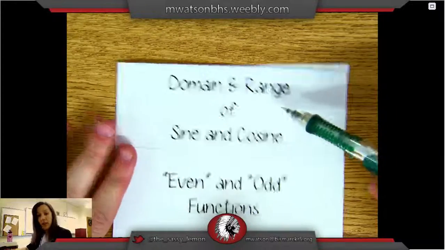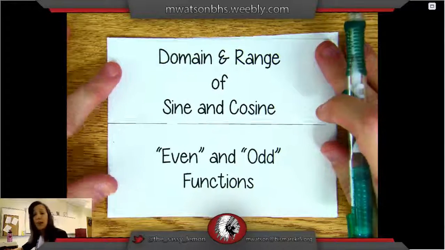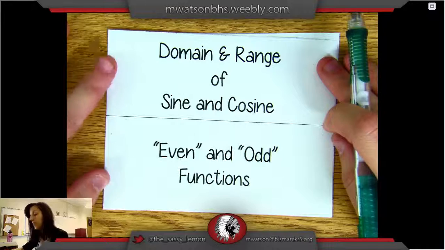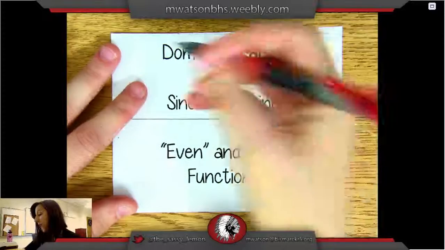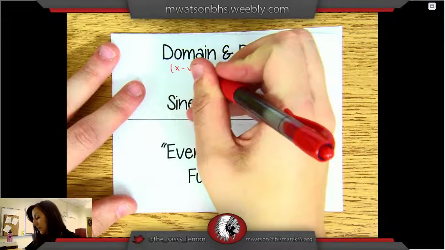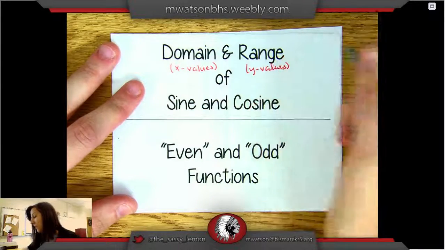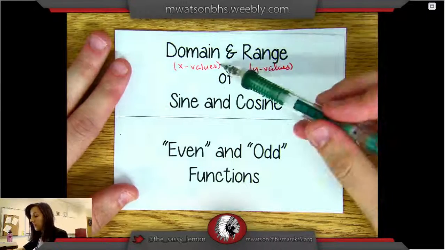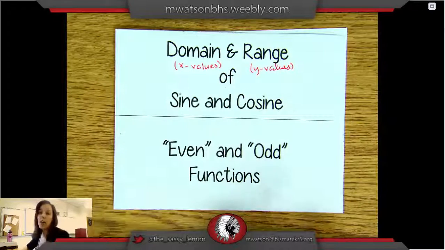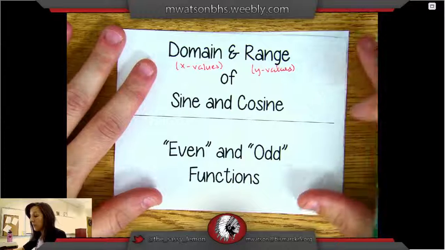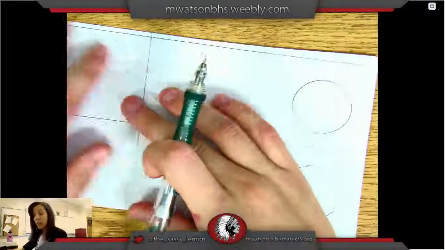So the new facts we're going to learn are about domain and range of sine and cosine, and then even and odd functions. I know you guys really didn't like domain and range last year, a lot of you. But let's recap. The domain is the set of all x values. And hopefully you remember that the range is the set of all y values. So what are all of the x values and y values that are used by sine and cosine when we graph them? Now, we haven't graphed sine and cosine yet, but we can still talk about the domain and range based on what we learned yesterday.